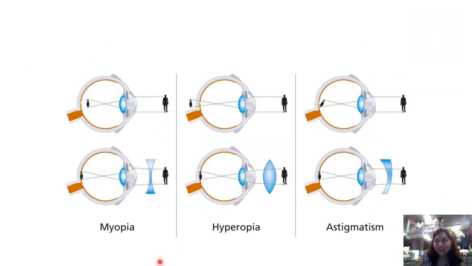Okay, so if you look at this image, this shows you how you can correct refractive errors using lenses. This gives you an idea that you can actually use concave or convex lenses to alter the degree to which the light bends, so that you can then bring that light to the correct focus on your retina.